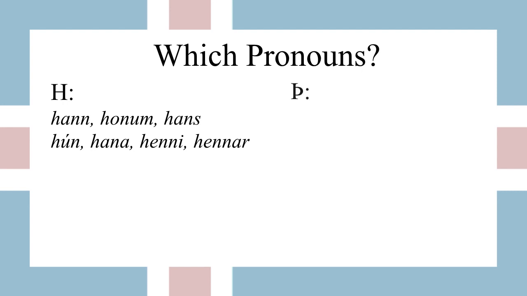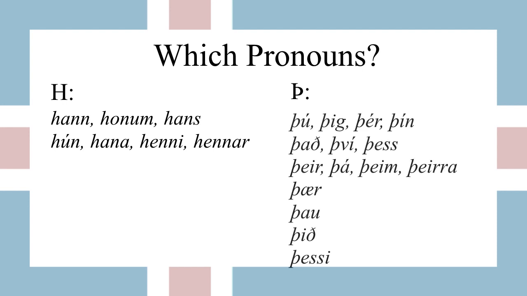We also have pronouns that start with the letter Þ, and there are a lot more of these. We'll go through them. We have þú, þig, þér, and þín. These are you and your, the singular forms. We also have það, því, and þess, which are it and its different forms.